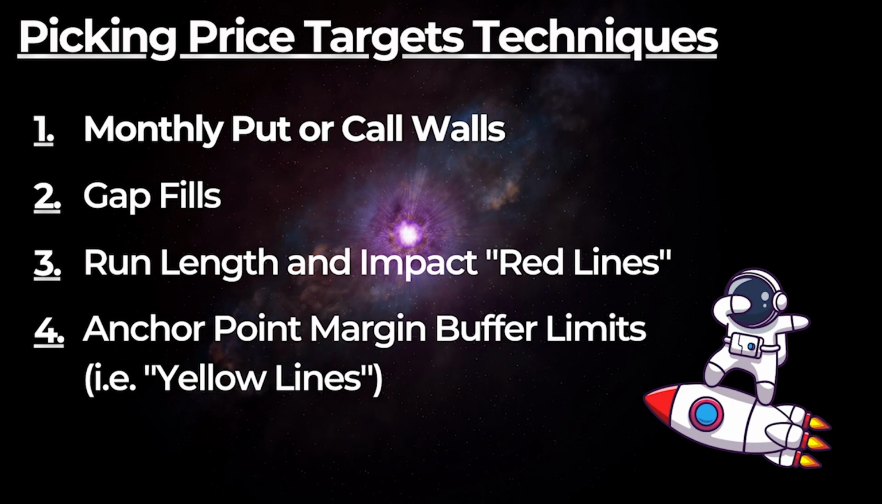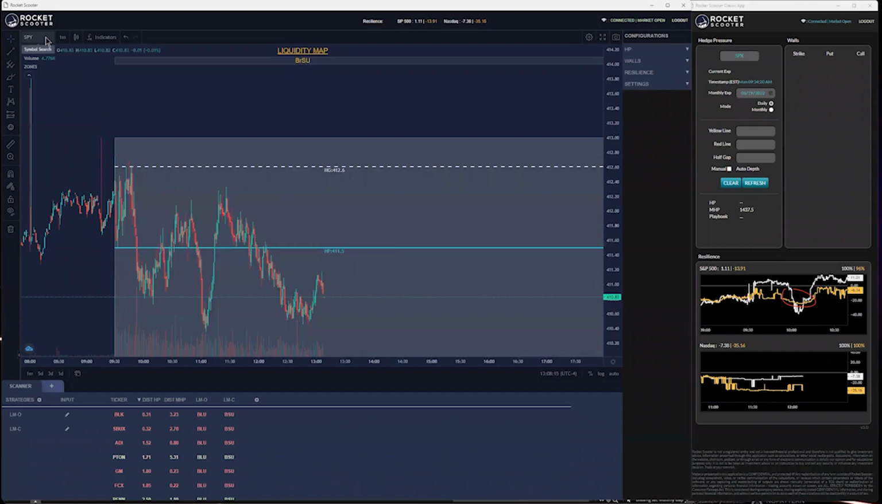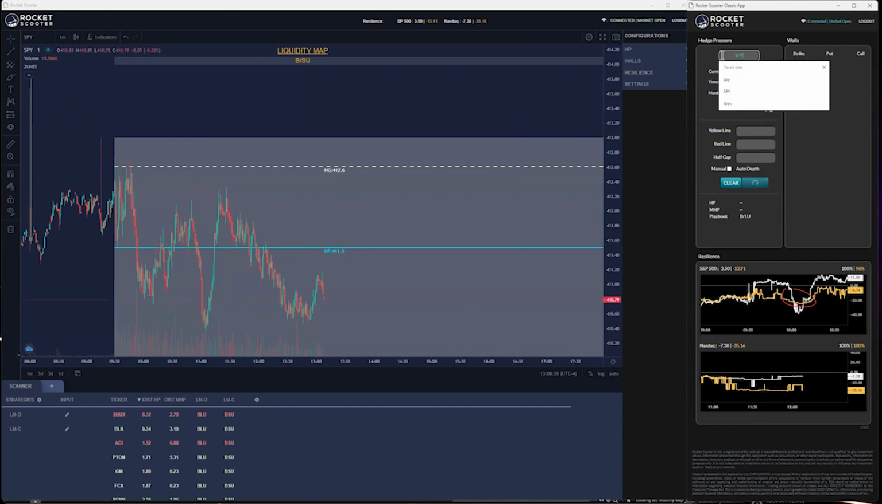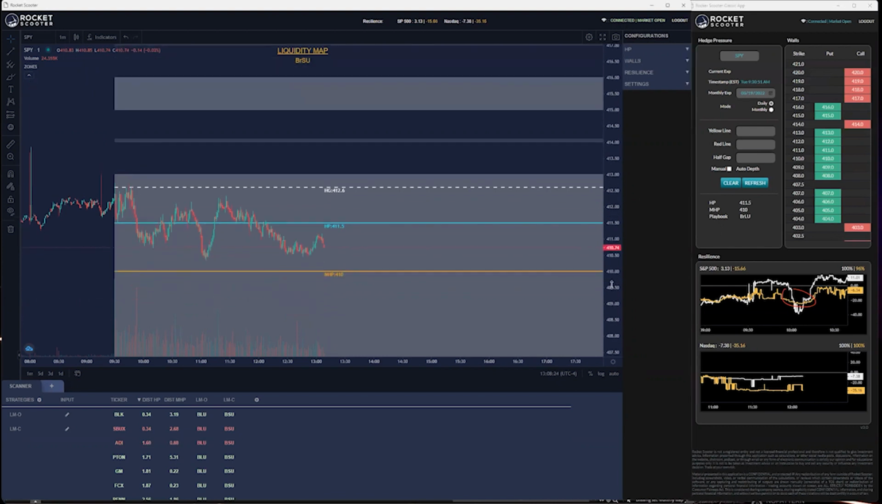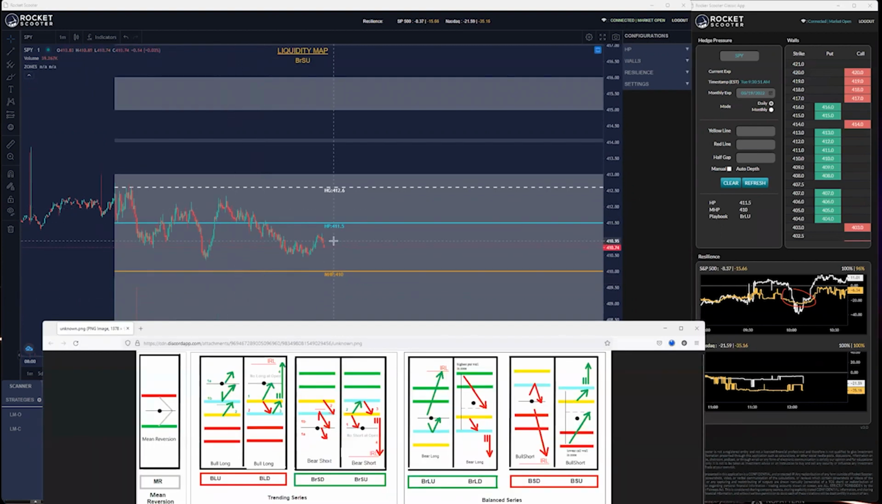Okay, so today we're going to go over how to pick price targets, whether it's intraday or longer term. One of the things we talk about here is we use a lot of the tools inside of Rocket Scooter to set stop losses. For example, SPY is trading down. I can see that if I was long the market from hedge pressure, I would likely want to stop if it falls against me.